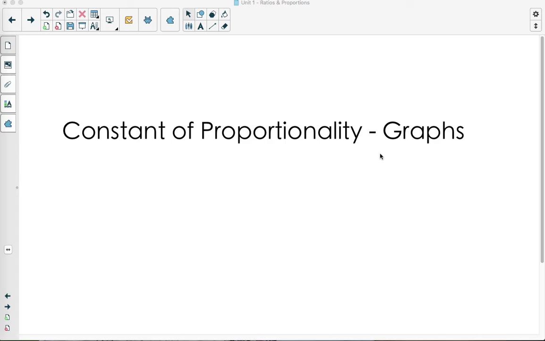Guys, today we're talking about constant proportionality, and we're specifically going to look at examples with graphs. So before we take any notes or do anything, I'm going to show you a couple of examples and talk about a few things before we get started.